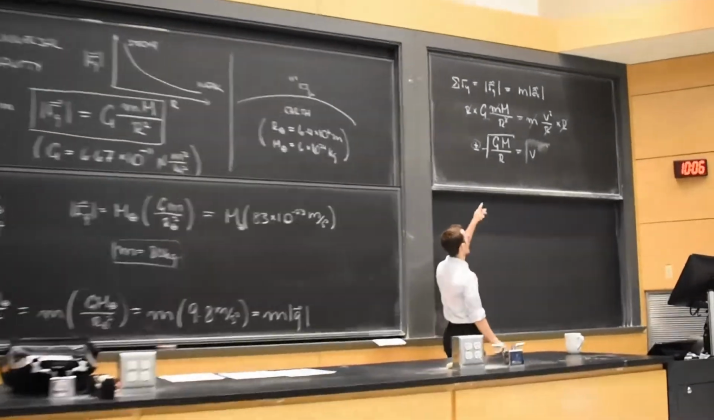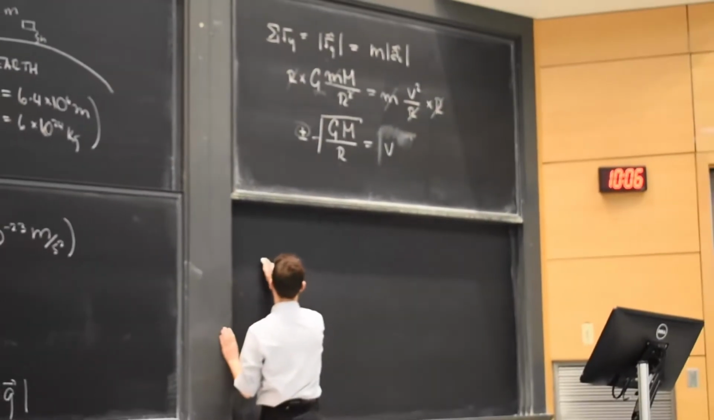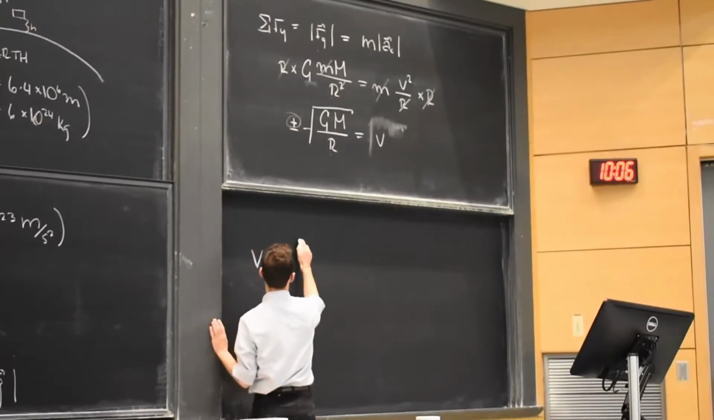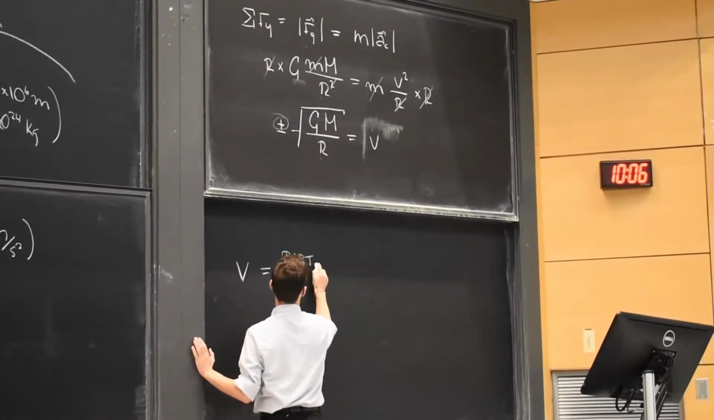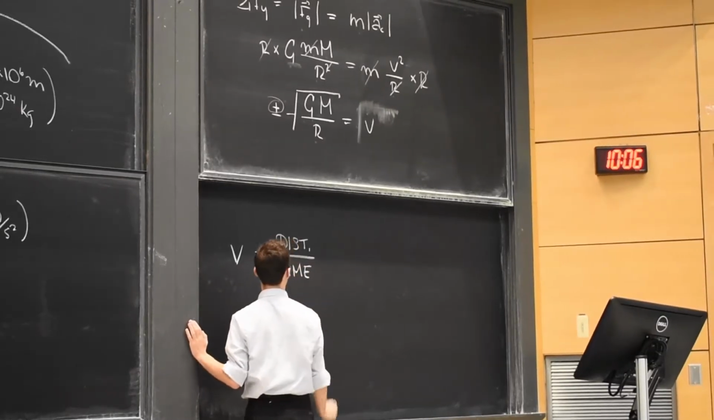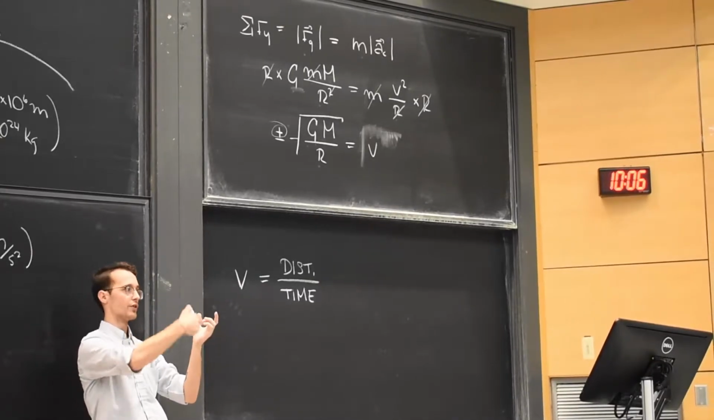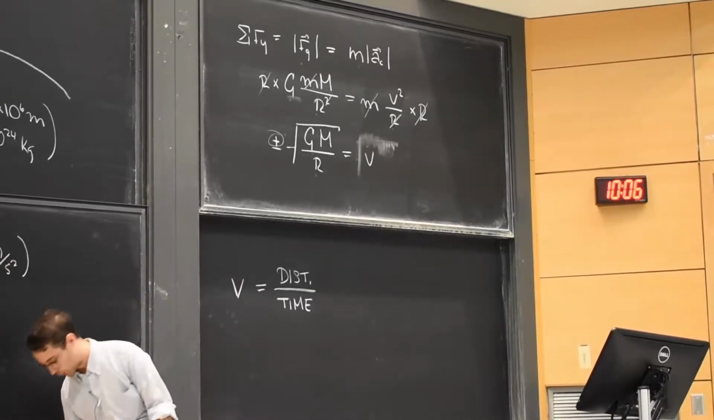All right, so we have v goes as the square root of GM over r, but we also know that speed is equal to just the distance divided by time. And as long as we're talking about the time that it takes for the thing to go a certain distance, then this equation will work perfectly fine.